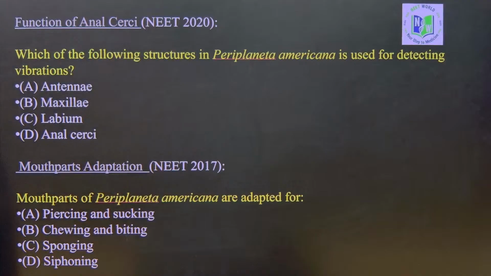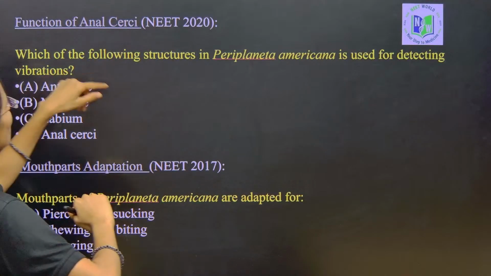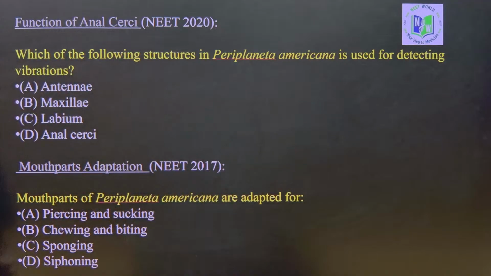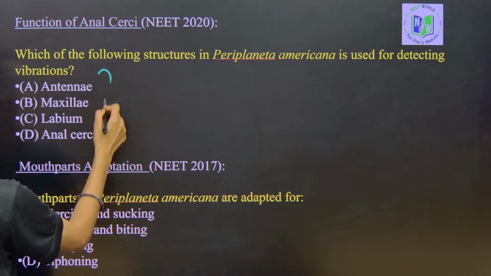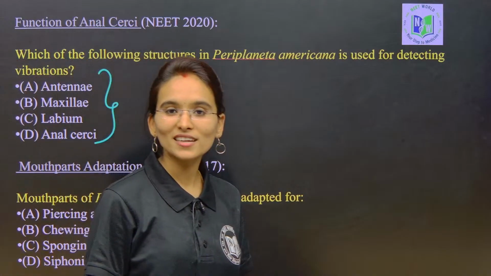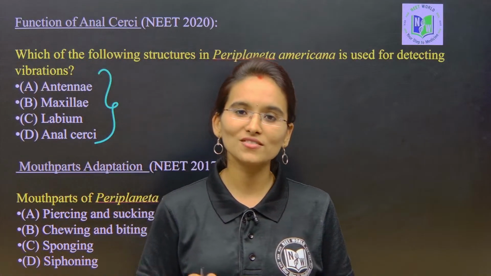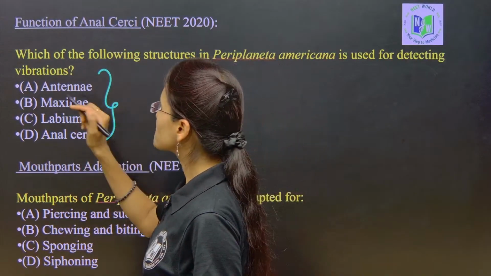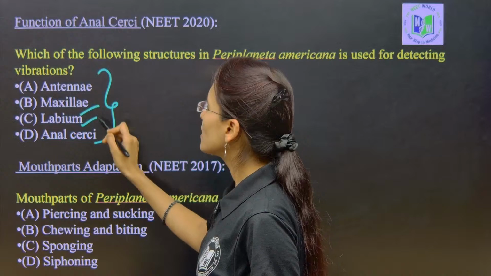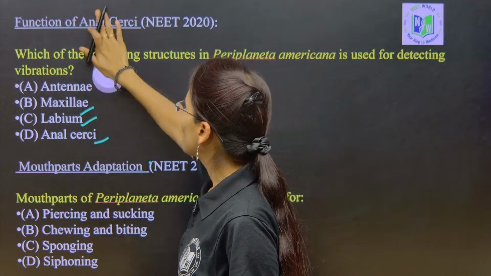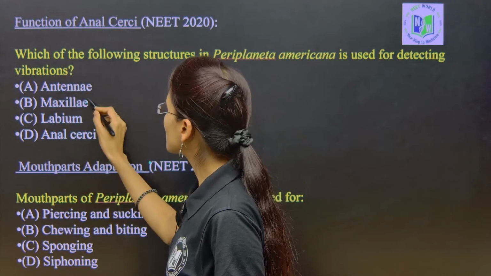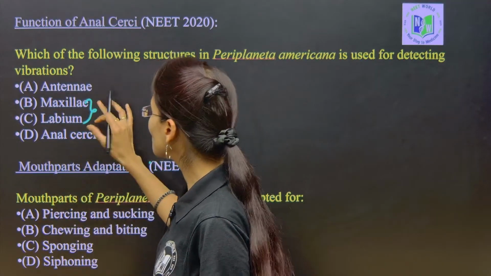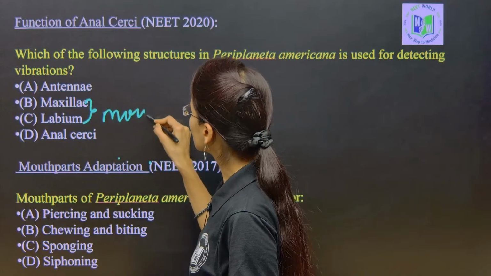Now look into this. Which of the following structures in cockroach are used for detecting vibrations? Now you need to answer me, because this is very easy. We discussed this particular thing just a few minutes ago. Even so, let's have a look at the options: antennae, maxillae and labium. Usually maxillae and labium are involved in biting and chewing, right? We learned about this in the mouth parts.